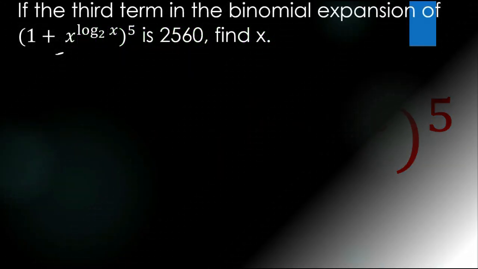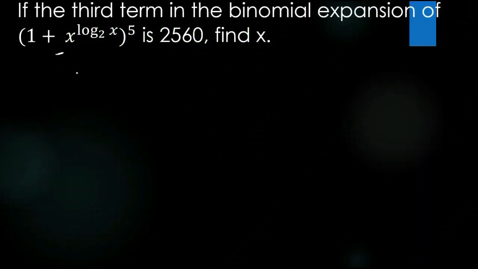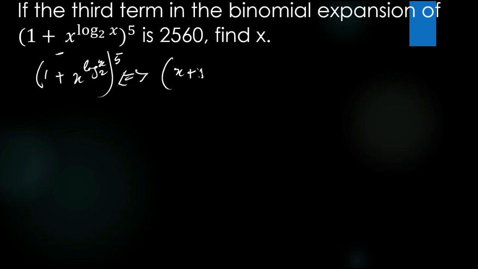Welcome back. Question wants us to find the value of x if the third term in the binomial expansion of (1 plus x raised to power log base 2 of x) raised to power 5 is the same thing as 2560. Now, if you look at this expression, (1 plus x raised to the log of x base 2) all raised to power 5, I can equate it to this general expression of (x plus y) all raised to power 5.